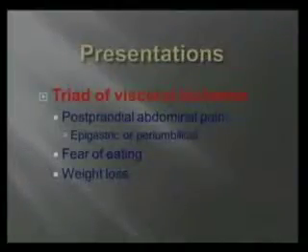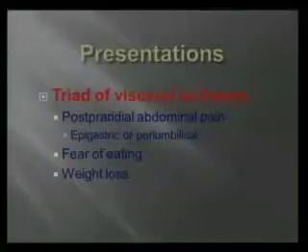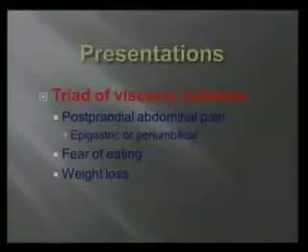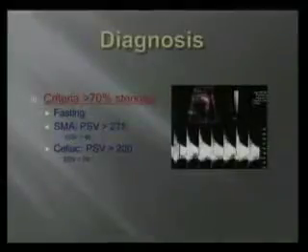Let's see what chronic mesenteric ischemia patients present with. The typical presentation includes a triad of visceral ischemia, which means pain after eating. Usually it's in the epigastric area or periumbilical area, 30 to 40 minutes after eating, and it can last probably 2 hours. Fear of eating because of pain after a meal, and weight loss. Patients cannot eat, cannot take the nutrients from food. That's a typical clinical presentation.